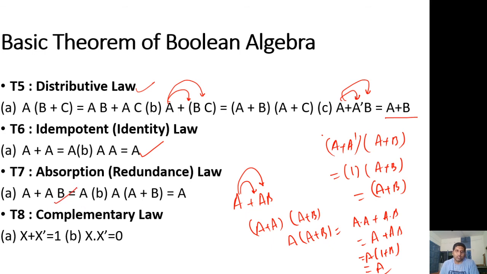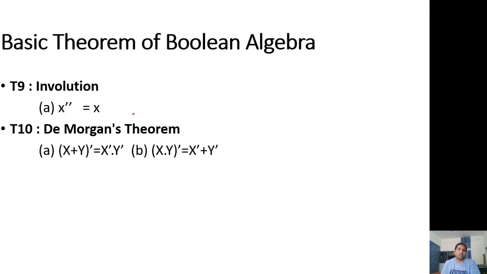This is absorption law. Complementary law: X plus X bar is equal to 1. अगर हम लोग किसी भी वेरिएबल को उसके कॉम्प्लीमेंट के साथ ऐड कर दे तो हमारा 1 आता है. अगर किसी वेरिएबल को हम लोग उसके कॉम्प्लीमेंट से मल्टीप्लाई कर दे तो उसका वैल्यू हमारा 0 आता है. This is called tautology. This is called fallacy. Now involution: double NOT will be the same as X.